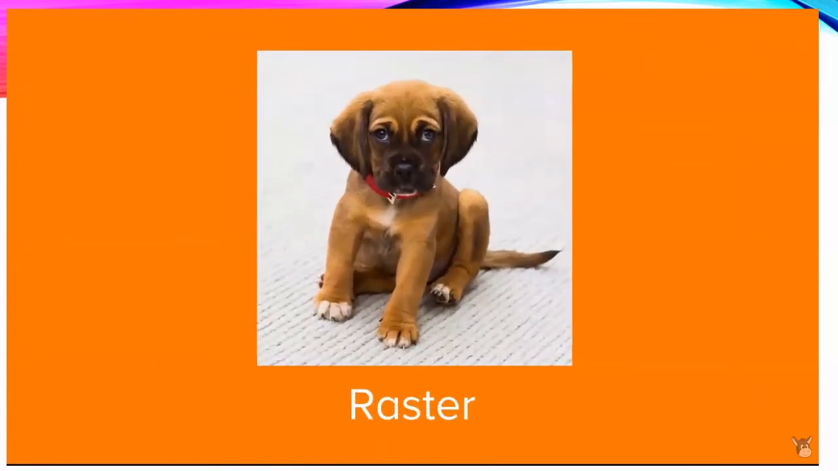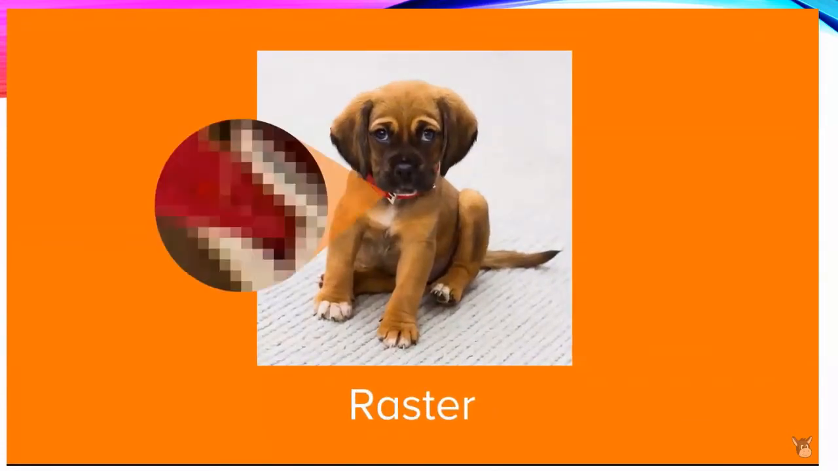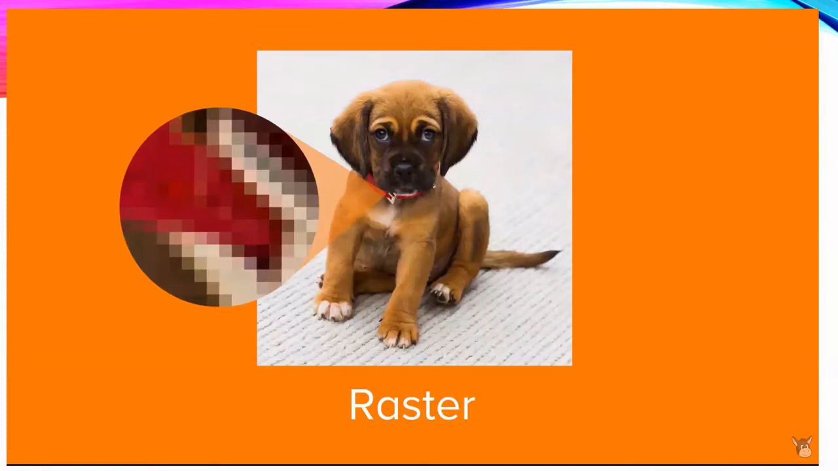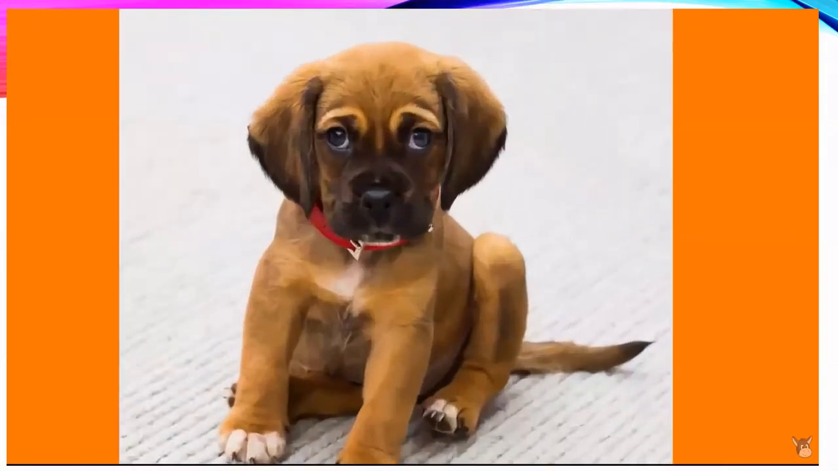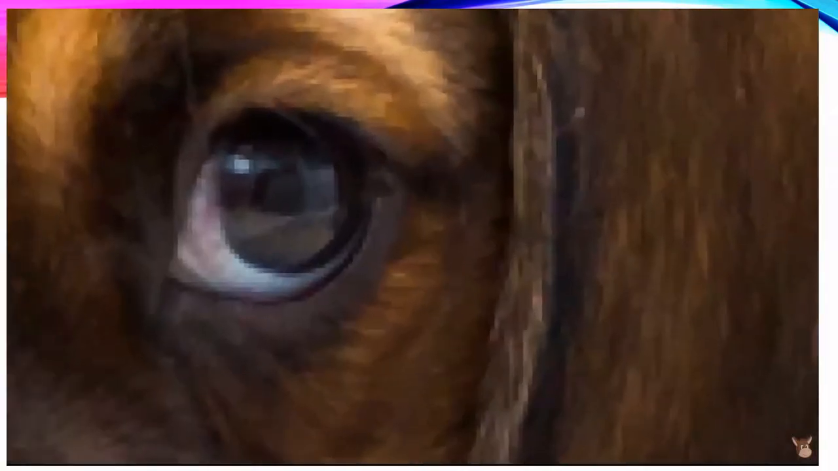Raster images, also known as bitmap images, are made up of a bunch of tiny pixels. From a distance, these pixels blend together to form a clear image. Raster images have no limit to how detailed or complex they can be. But as you begin to scale the image beyond its original size, you may notice a drop in quality.